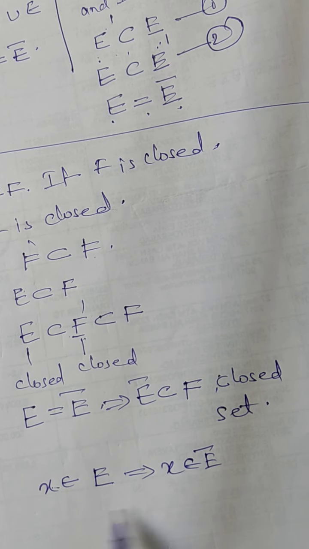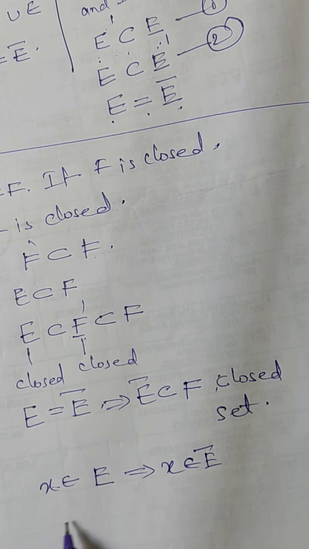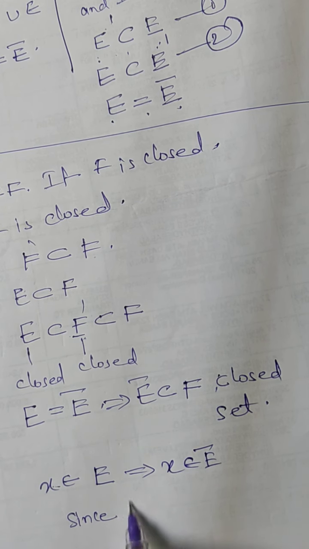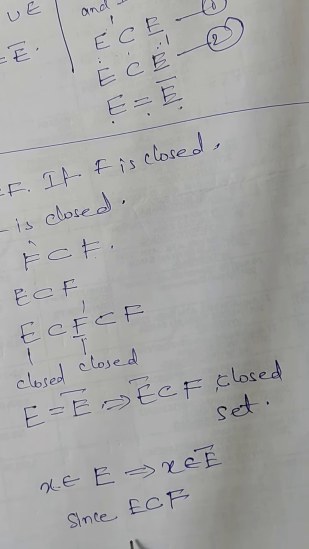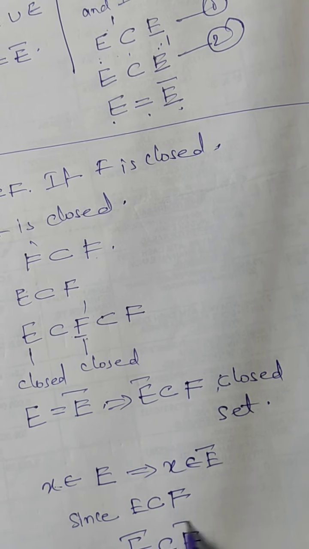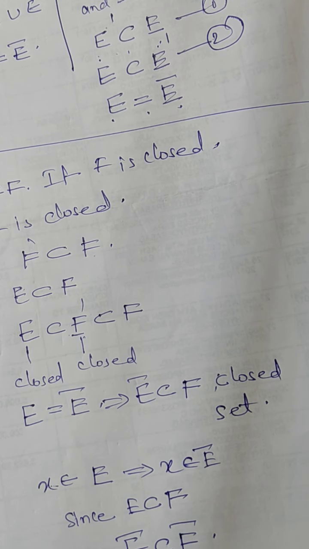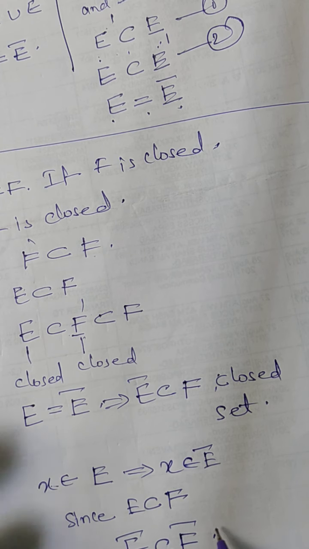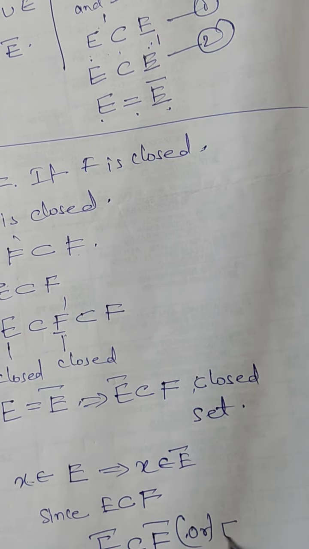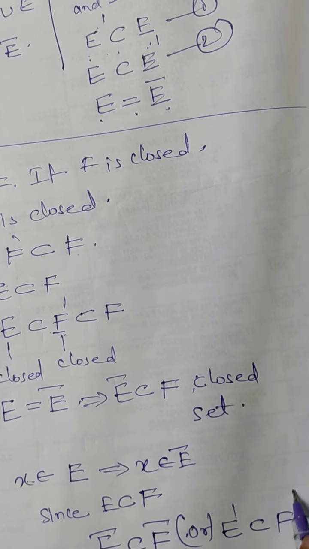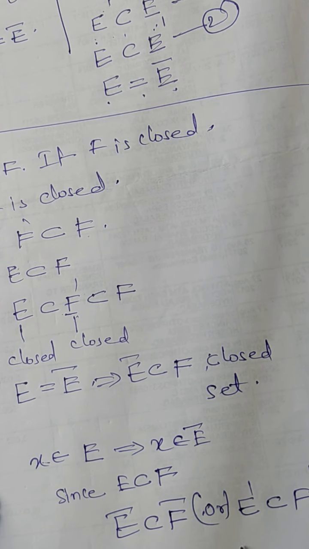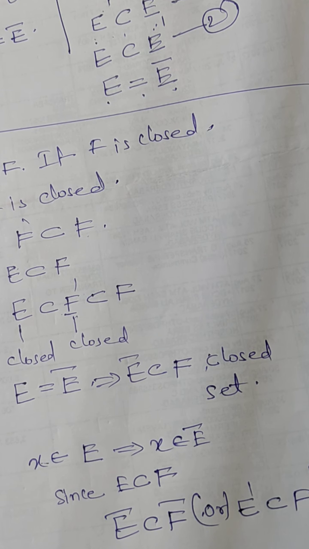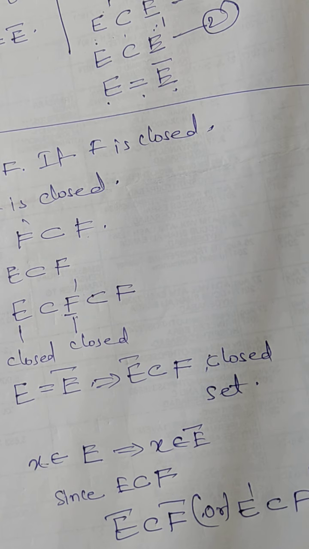Okay, from E we get this, and since E is a subset of F, we get that E closure is a subset of F closure. Or you can say that the derived set of E will be a subset of the derived set F dash, since E is a subset of F. So this is pretty much some concepts related to E closure.